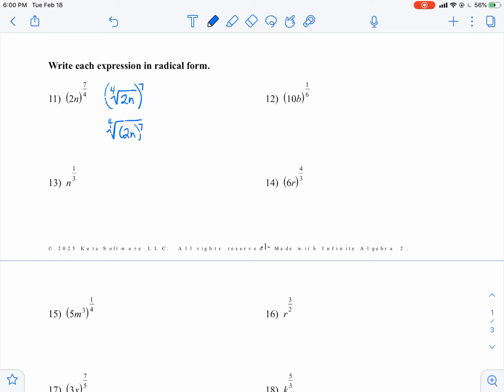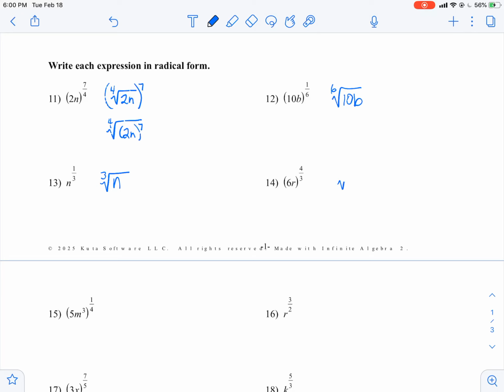Number 12, again, it's in parentheses. Sorry, I think my pen is about to die. Which means that it is, again, all underneath the radical. And so I have 10b. It is to the 1/6, so all I need is the 6. Okay, I don't need the 1. Next one, n. It is to the 1/3, which is simply the cube root of.